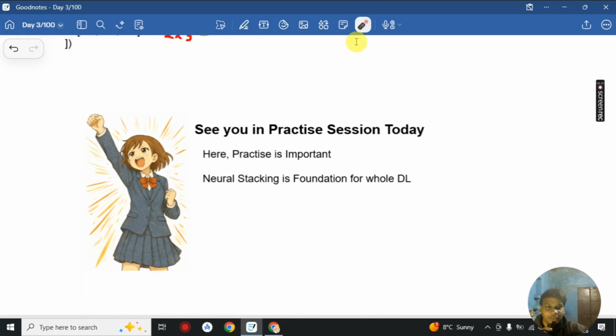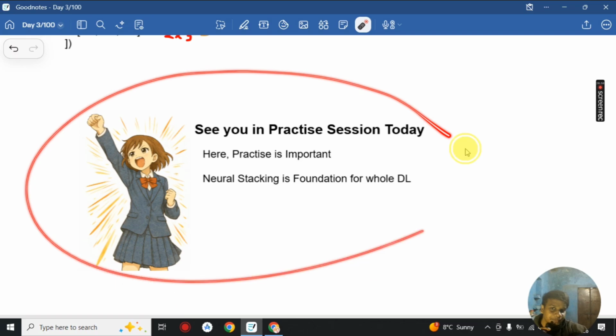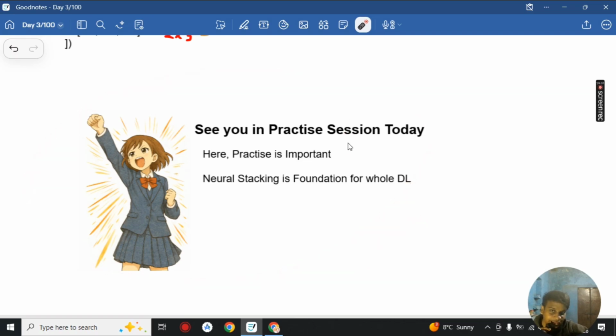I hope you understand, but if you may not understand something fully during our session, that is okay, because this stacking thing and the layer thing is well understood in the practice session. So see you in the practice session today, where we'll be doing some practicals and fully understanding these things. Also remember that neural stacking is fundamental for the whole of deep learning, so don't skip it. That's all for today. Thank you and bye bye.